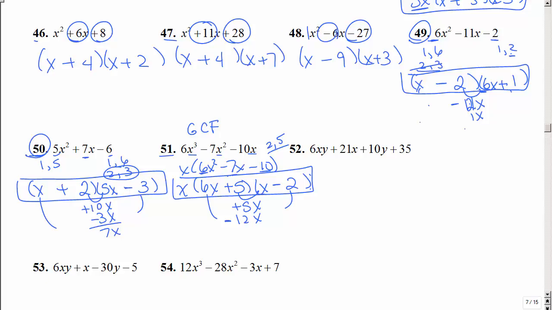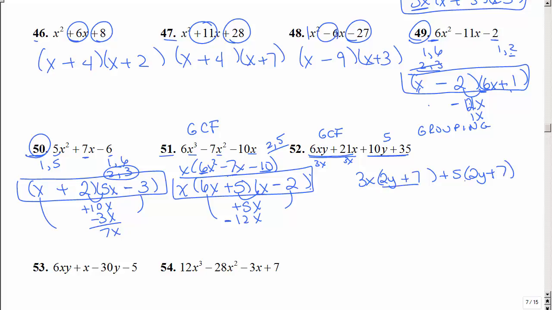52, 53, and 54, I have 4 terms, so I need to use my grouping technique. So I'm going to group the first two and the last two. What's the GCF of the first two? 3x. They're both divisible by 3x. And so if I divide, I get that. What's the GCF there? I think a 5. So if I divide by 5, now this is where you know you can keep going. That matches. So that's their GCF. So divide those out, write down what's left.